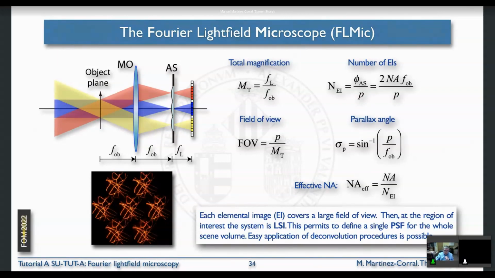Not only 2D, but 3D, linear and shift invariant. And it means that the use of the convolution protocol is quite easy. It's trivial. And you can use a point spread function for any of the elemental images, or a common point spread function for the integral image, for the full collection of elemental images.